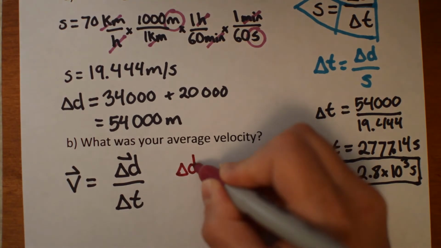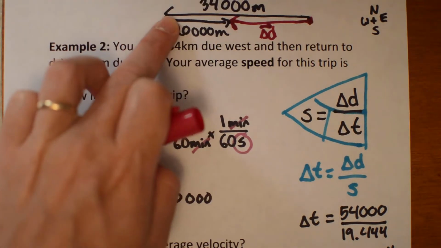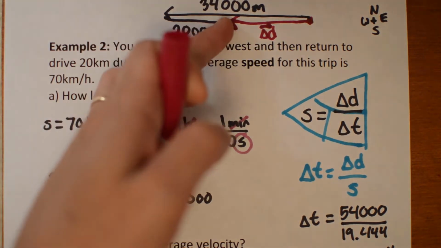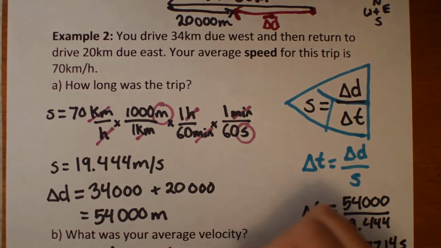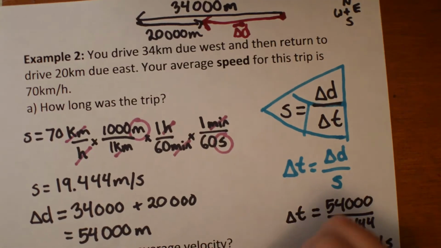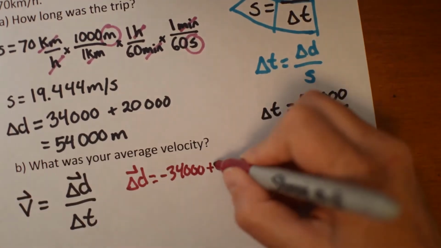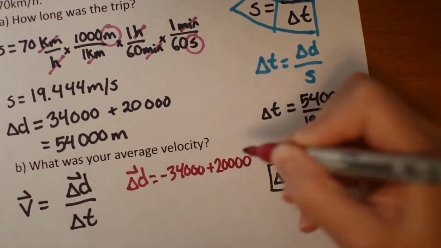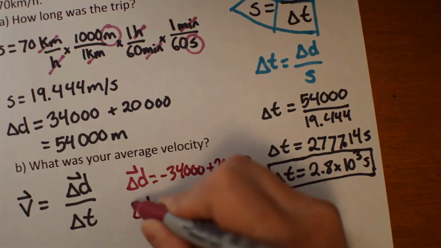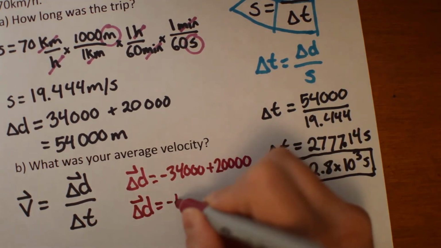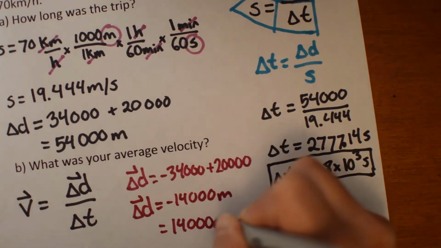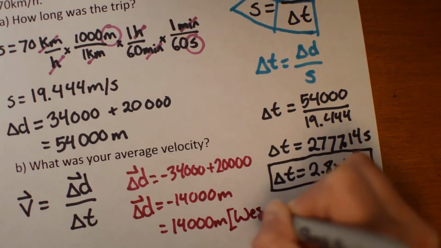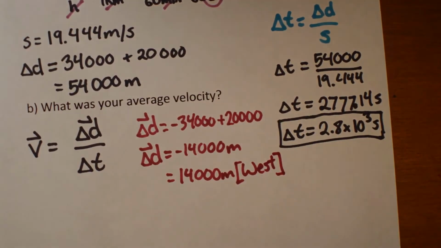Displacement then is going to be the 34,000 meters to the west minus the 20,000 meters to the east, or if I want to think about this a little bit better, I might make the 34,000 the negative because it looks kind of backwards on my page here. We'll talk about coordinate systems soon. And then the 20,000 I might make positive. In any case, what I get is a negative 14,000 meters, or I could say 14,000 meters to the west. The important part is what direction this delta d is in.